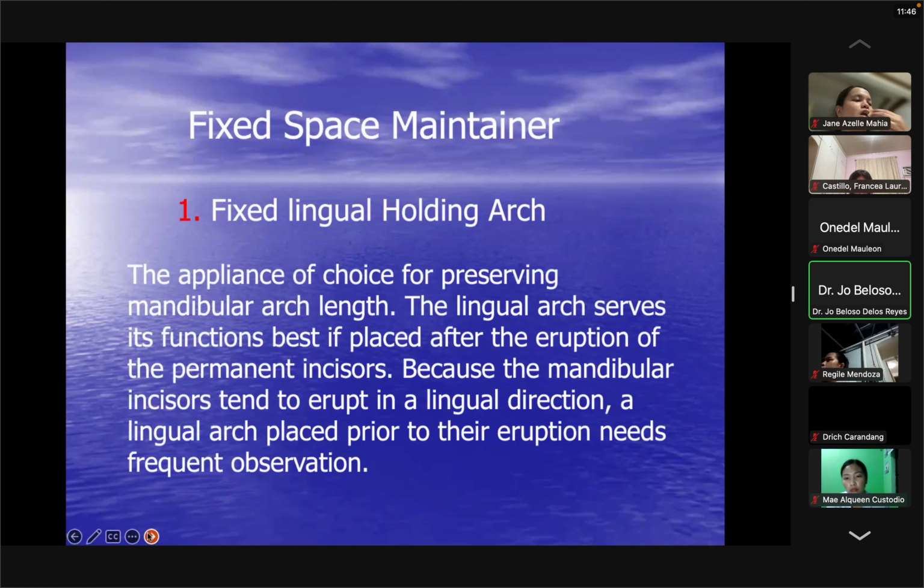The lingual arch serves its functions best if placed after the eruption of the permanent incisors, because the mandibular incisors tend to erupt in a lingual direction. A lingual arch placed prior to their eruption needs frequent observation.